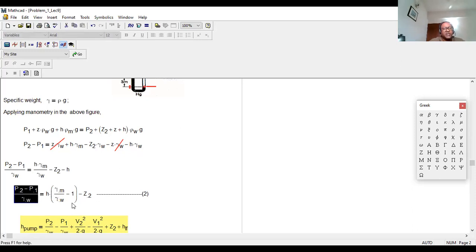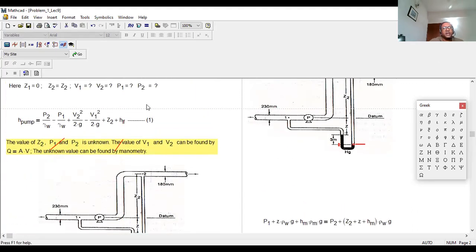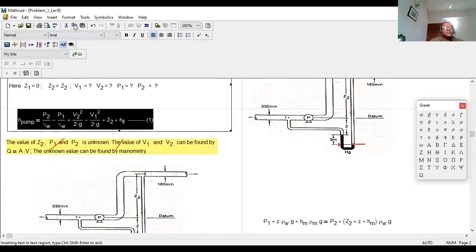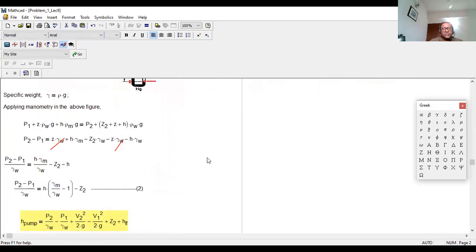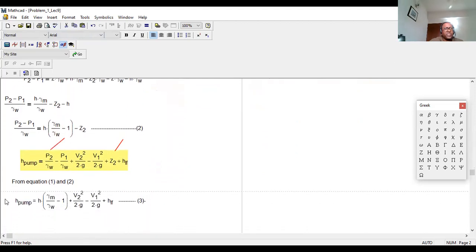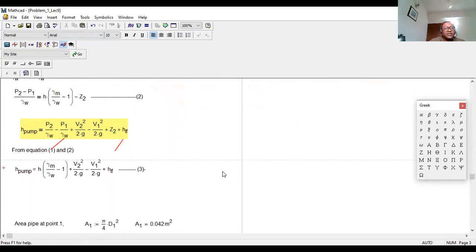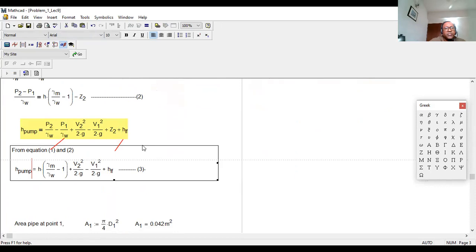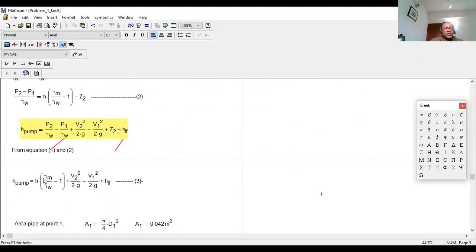Now this value, if I take what is common between this term and this term, we have this term minus Z2. Now this value, if we put in equation 1 right over here, I will write down over here. This is P2 minus P1 by gamma. This value is already given. You see this Z2, Z2 will be out. So from these two equations, finally you are getting this term.